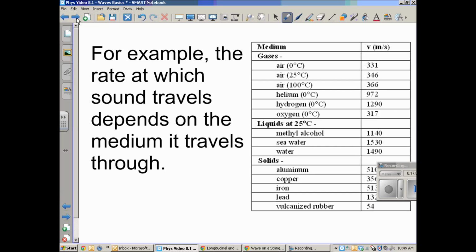Okay? So for example, 25 degrees Celsius is about room temperature. Any sound wave in the entire universe, if it is in regular air at room temperature, sorry, it'll have a velocity of about 346 meters a second.